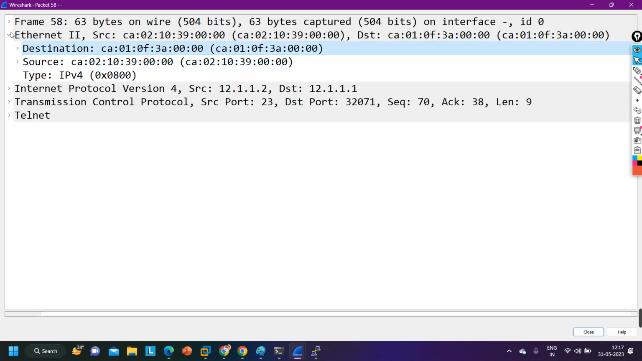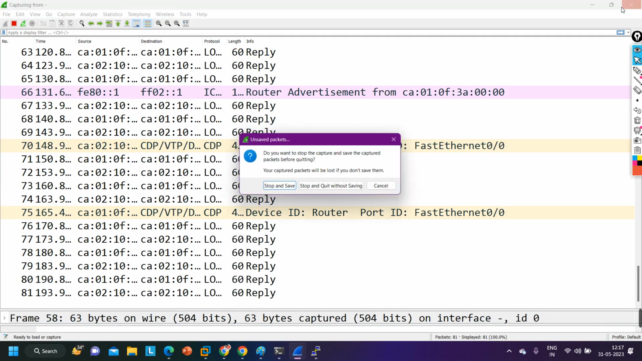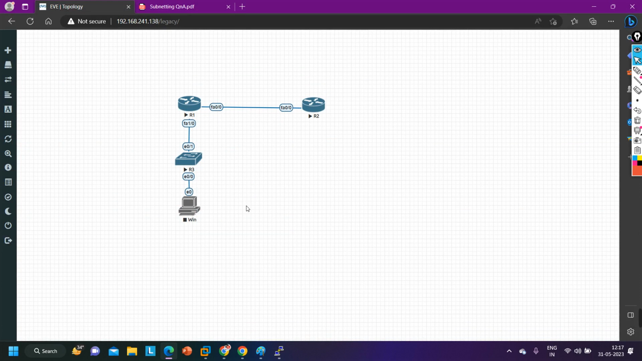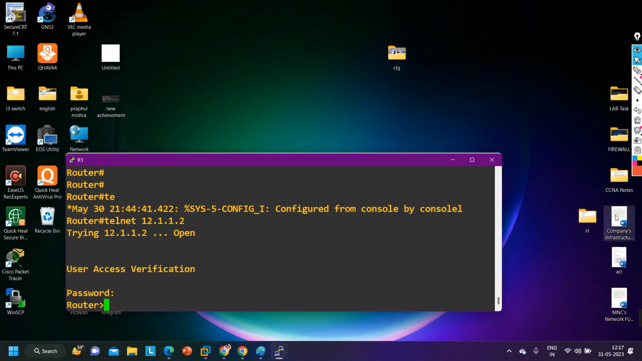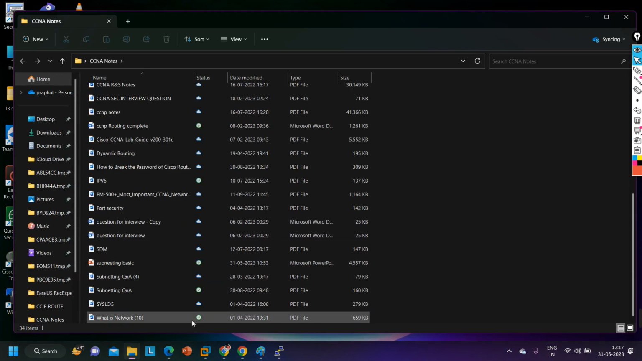So these three layers are very important, and this is the primary use of all these three layers. Transport layer is responsible to provide the source port and destination port. Network layer is responsible to provide source IP and destination IP, and data link layer is responsible to provide source MAC and destination MAC. Now you have one more file. Let me open the previous file again.